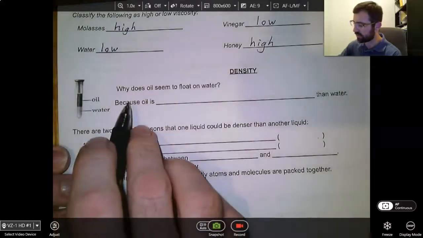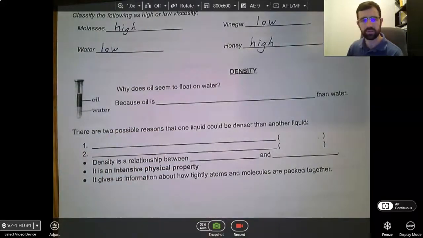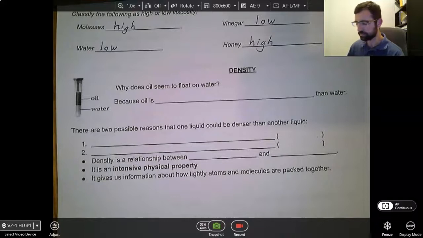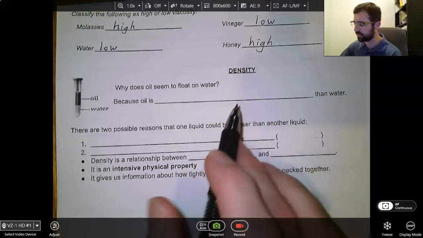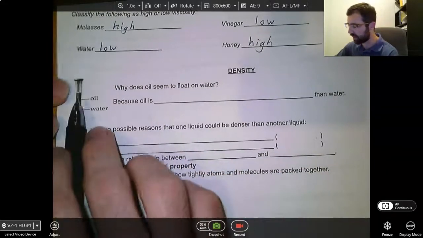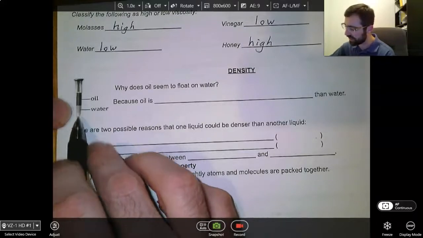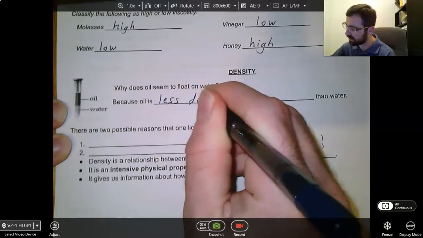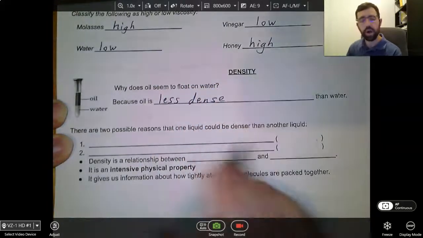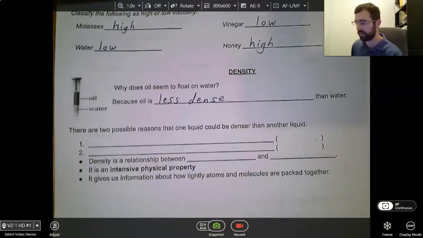Why does oil seem to float on water? Think about that for a minute. And I hope that you can say, with relationship to density, you may know a little bit about density, it's because the oil is less dense than water is. And because of that, it floats on top. There are two things that can make one liquid less dense than another liquid.